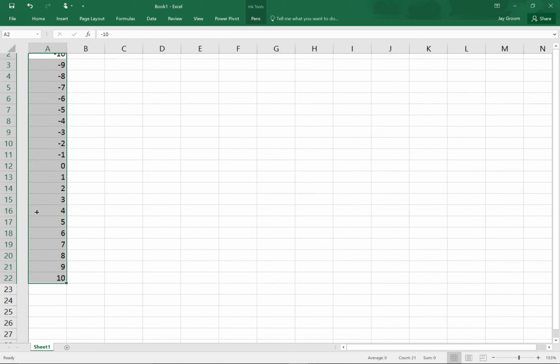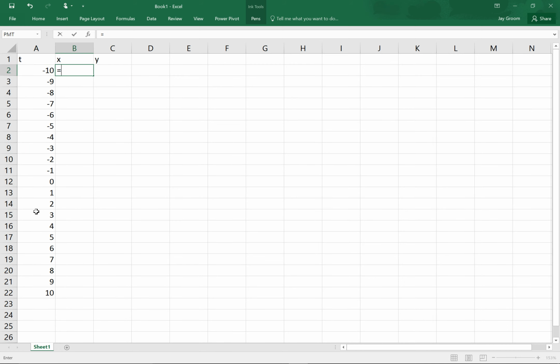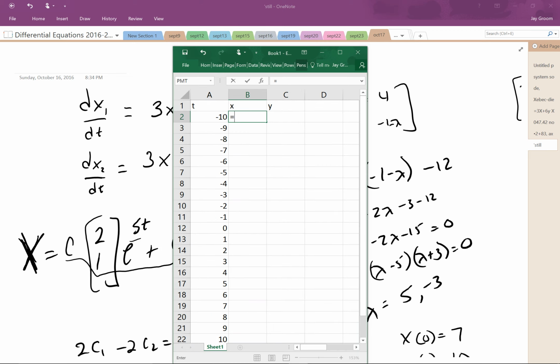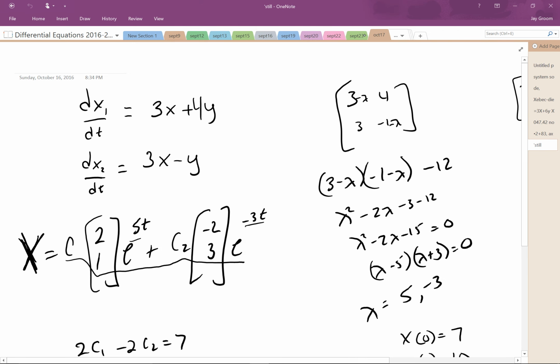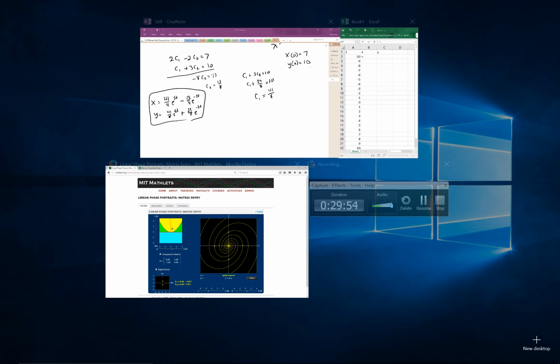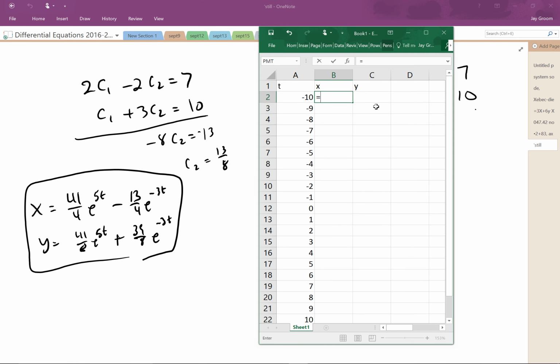All right, now. What is X? Well, you said it was equals negative... let's do this. So it's going to be equals 41 divided by 4 times EXP of 5 times T. Minus 13/4 times EXP of -3 times T.